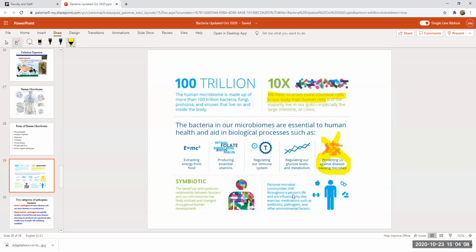Microbial communities shift throughout a person's life. They're influenced by diet, exercise, medications, and other environmental factors and pathogens that you're exposed to.